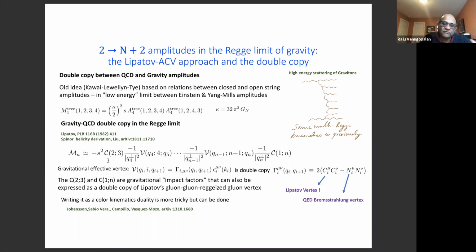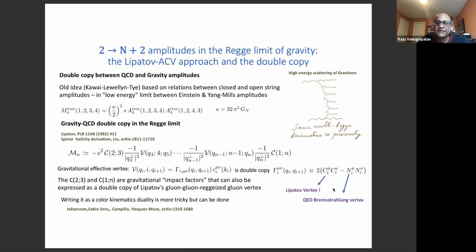So that's the process dependent stuff. And then you have these Lipatov propagators, right? These t-channel things, times the Lipatov vertex for gravity. So you have this effective vertex going down the ladder at each rung of the ladder. And this effective vertex is nothing but a double copy of the Lipatov vertex in QCD. So it's a product of two of these gauge invariant Lipatov vertices, and likewise the QED Bremsstrahlung vertex here in the second term, it's a square of that.